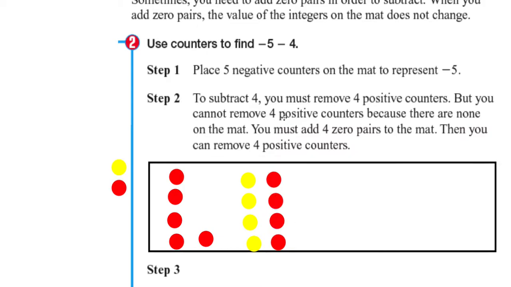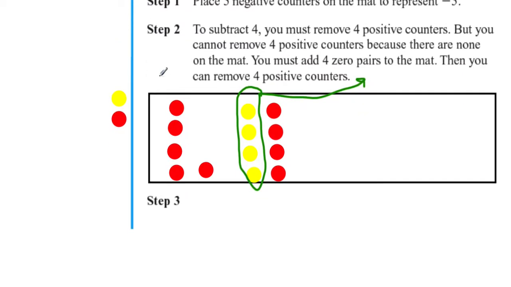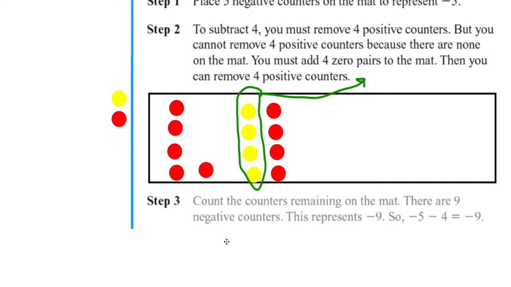Now you can remove 4 positive counters. So what you do is remove 4 positive counters from the mat. Right there, these are the 4 positive counters that we will take out of the mat. So after we take that out of the mat, the negative counters will be left. So 1, 2, 3, 4, 5, 6, 7, 8, 9. So negative 5 minus 4 is actually negative 9. I hope that makes sense.